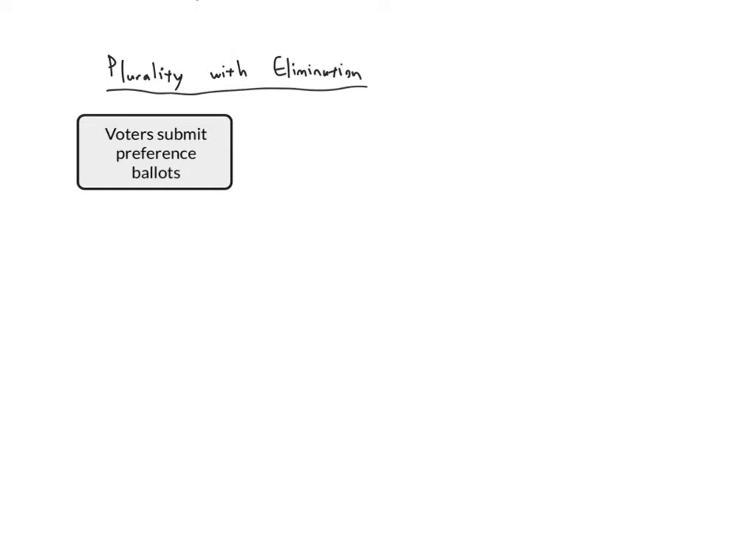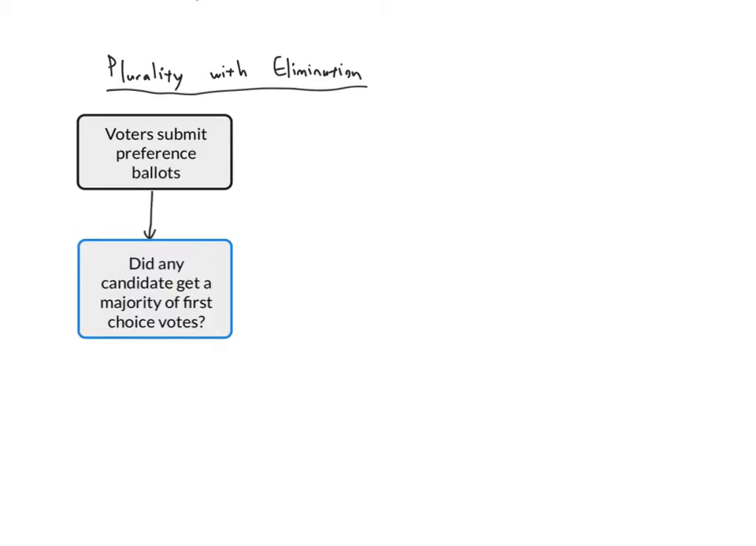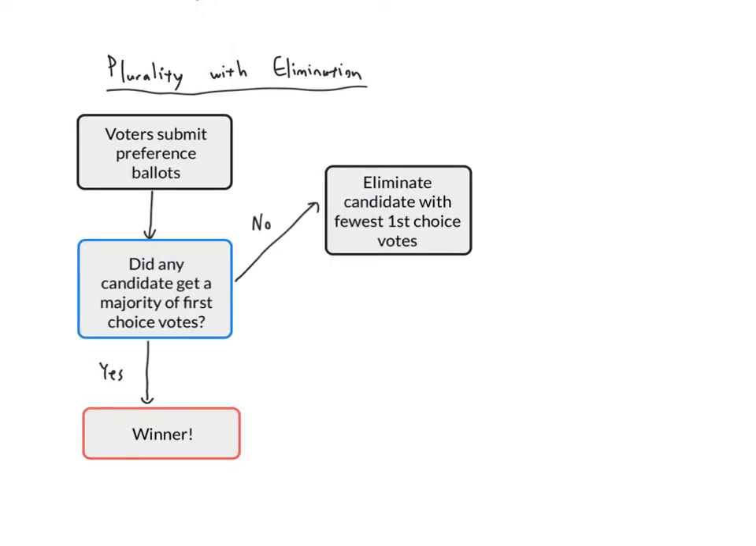One kind of instant runoff election is called plurality with elimination, and that's the one that we'll study in this class. We'll think of this as a workflow. First, voters submit their preference ballots, ranking all of the candidates from their first choice to their last choice. Then we ask, did any candidate get a majority of first choice votes? If the answer is yes, then that candidate is the winner. If the answer is no, then we're going to eliminate a candidate, and we eliminate the one with the fewest first choice votes.